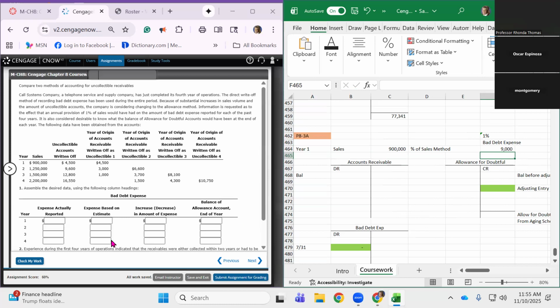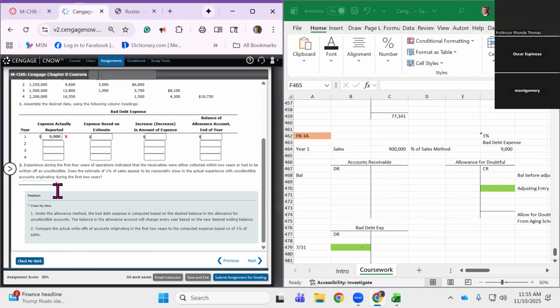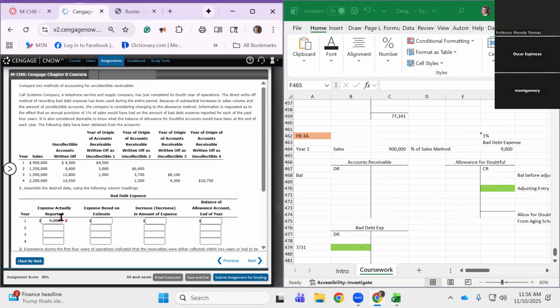I'm going to make sure I'm reading this right. So let me put 9,000 in and see if I'm following this. I am not. Okay. All right. Expense actually reported. All right. So information is requested as to the effect that an annual provision of 1% of sales would have had on the amount of bad debt expense reported for each of the past 4 years.